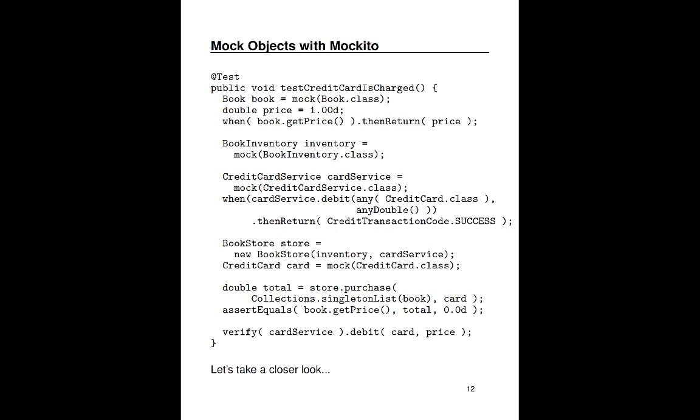Again, we're going to assert that the total amount of the purchase is the purchase price of the one book. And then the last line of the test uses the verify method of the Mockito API to verify that the debit method of the mocked credit card service was invoked with the card and the price that I expect. And that last line is really what the test is validating. It's validating that the credit card service was charged the expected amount. There's a lot here, so let's take a closer look at all these pieces parts of the Mockito API.